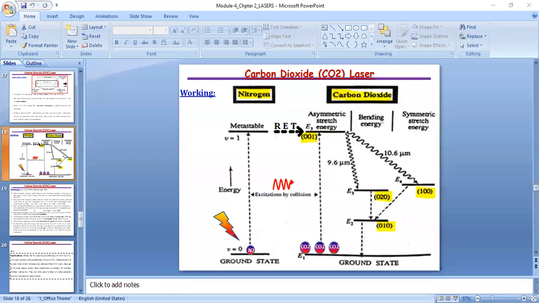Let me repeat once again. In intrinsic semiconductor, the Fermi level lies at the center of the band gap, but in p-type semiconductor, the Fermi level lies near the valence band, and in n-type semiconductor, the Fermi level lies very near the conduction band. This thing you have to remember. I have not discussed it because there is no scope for extrinsic semiconductors in the engineering physics syllabus, but here, to understand semiconductor laser, we have to assume that we know this thing.